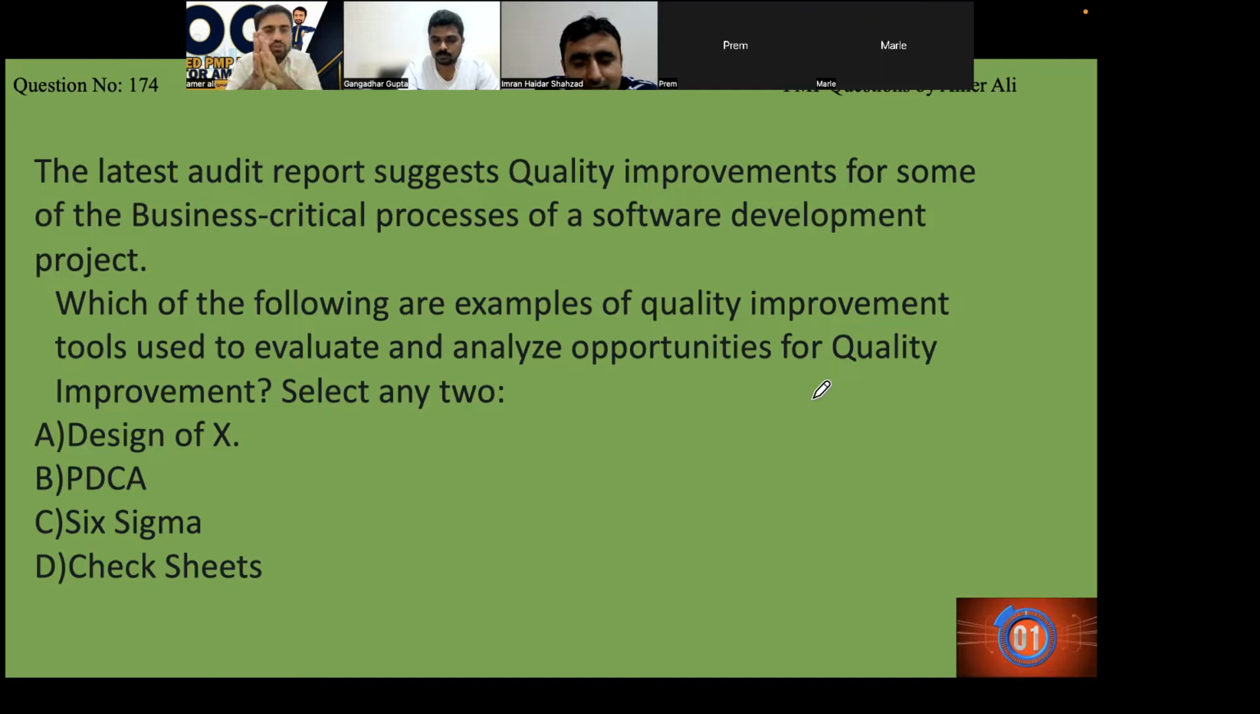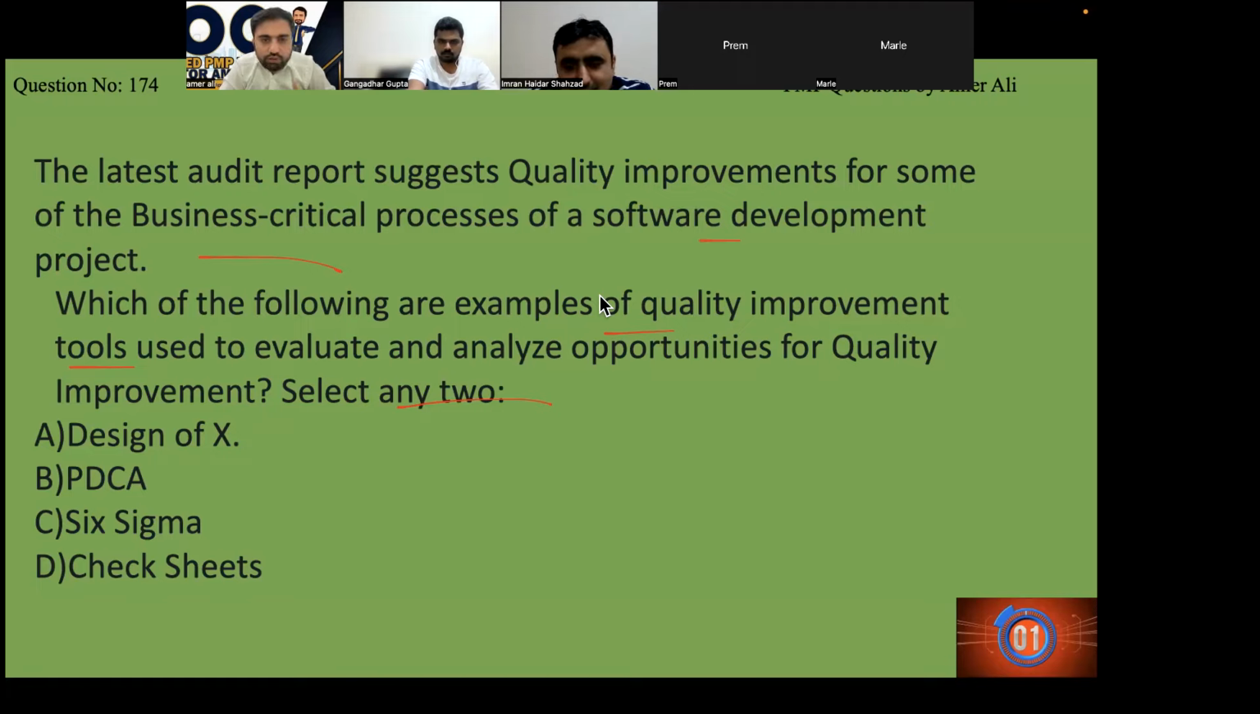Okay. So select two, a very important thing in the PMP exam. Let's say the question says select two. Unless you select two right answers, you cannot move forward. The audit report suggests quality improvement for some of the critical processes for a software development project. Which of the following are examples of quality improvement tools used to evaluate and analyze opportunities? So we are looking for the tool that basically identifies how to improve the quality. Design of X is basically a tool that you work through one by one to see how we can get it done. So design of X would not be the answer.